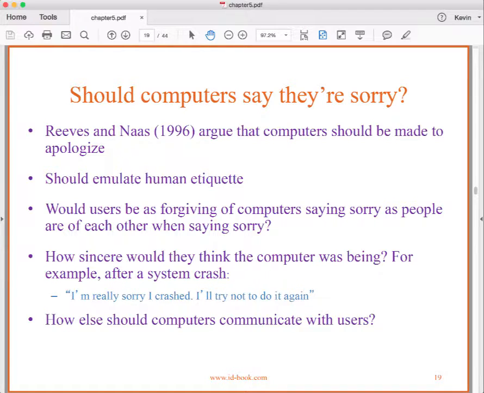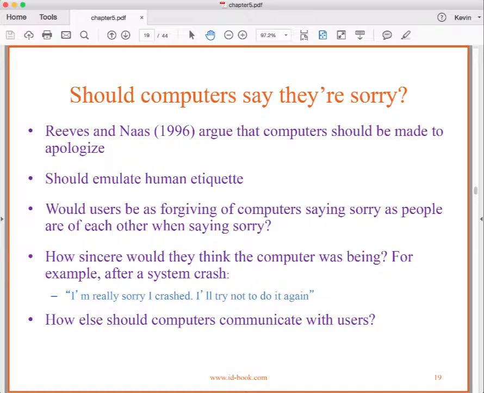Really good discussion in the text about this issue of should computers say they're sorry. There was research done by Reeves and Nass in '96, and they argue that computers should be made to apologize. They should emulate human etiquette. And of course, when you do something wrong in appropriate human etiquette, we apologize. Would users be as forgiving of computers saying sorry as people are of each other when they're saying they're sorry?